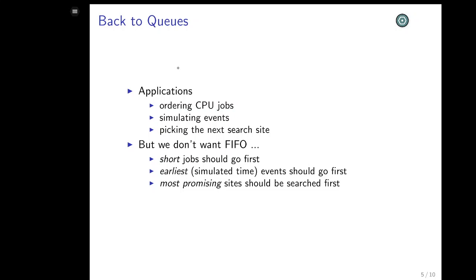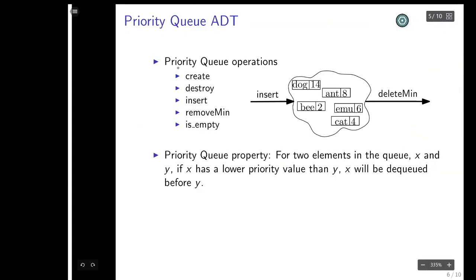And then, when you're looking at web pages, you want to look for your most promising sites first. So you look at a site, and you find out what are the possible ways that I could get to another site from here. And I'll put them into my queue, but instead of my queue being just a regular old queue, I want to prioritize because I think some sites are going to be better than others. Got it? They're called priority queues.